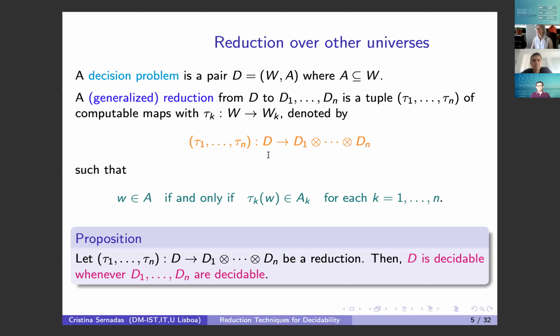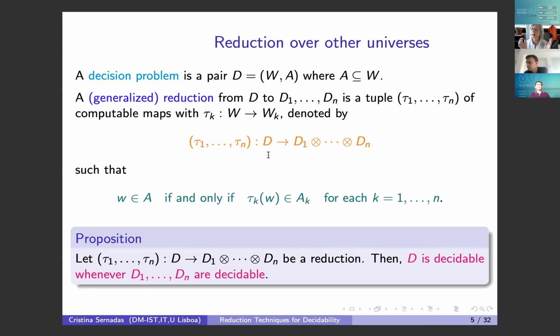So the first thing that we had to do was to adopt an abstract notion of reduction, but we had to extend it a bit. Since we are dealing also with combination, we have the possibility of trying to reduce a decision problem D to decision problems D1, ..., Dn. So that's a generalization of the usual thing. Anyway, let me start by saying what is a decision problem in general.